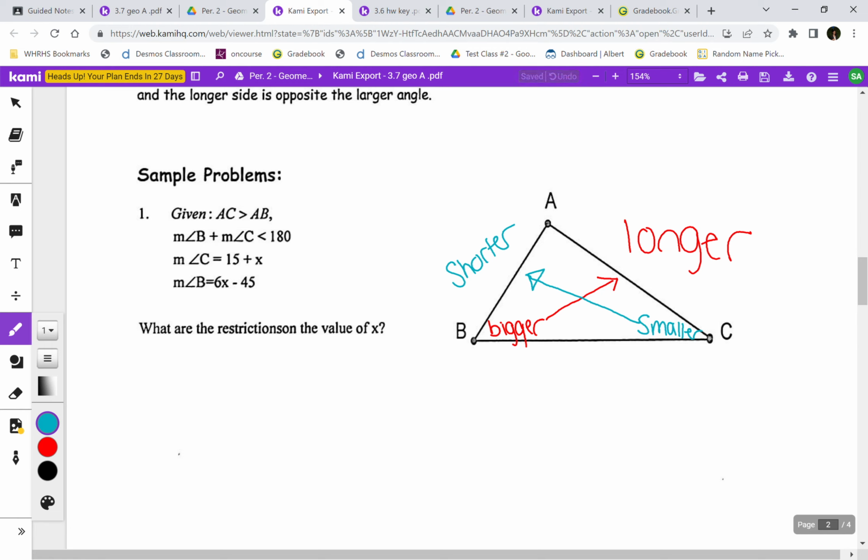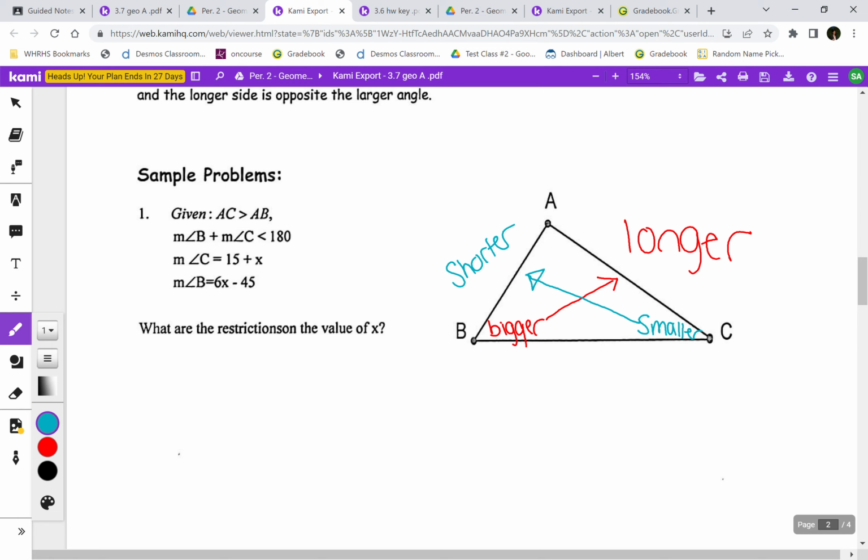They're telling us angle B plus angle C is less than 180. That makes perfect sense. Why does that make perfect sense that angle B plus angle C will have to be less than 180? Julia? Because all 3 angles have to add up to 180. Excellent. All three angles in a triangle have to add up to 180. So the sum of any 2 angles won't it always have to be less than 180? Yes. All right, let's keep going.